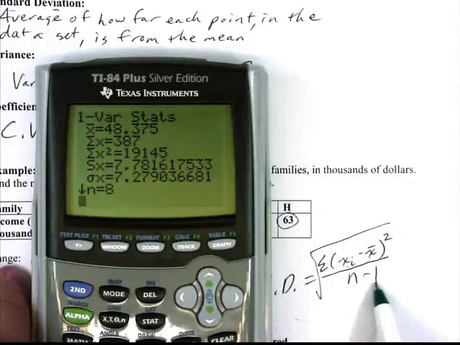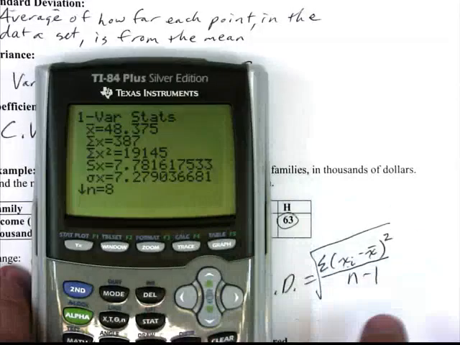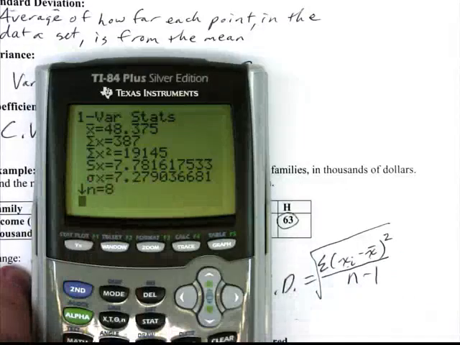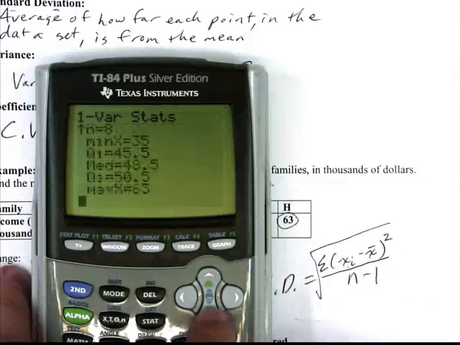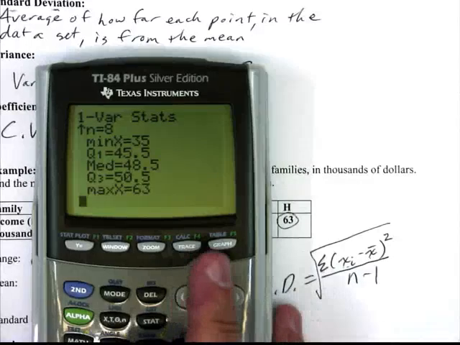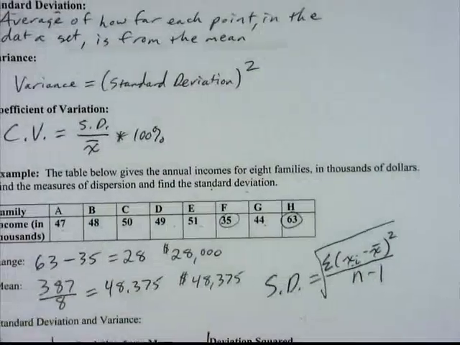If we have this n minus 1, that's the standard deviation that we get. In this course, what you're going to be doing is using this formula, the n minus 1, which is going to be this Sx. And then notice it also gives you your five digits or 5-number summary. All right, so that's how you can use the calculator to find standard deviation.